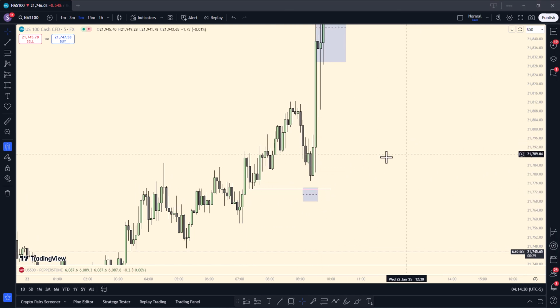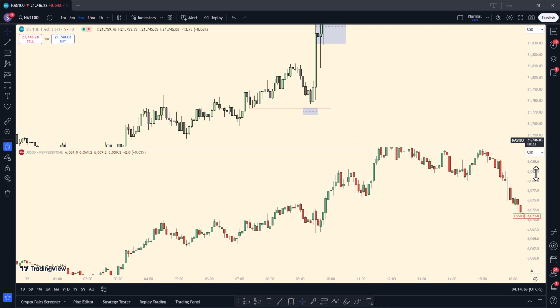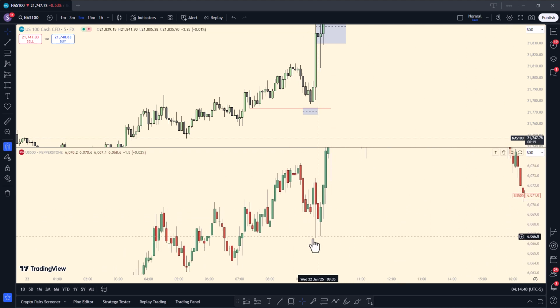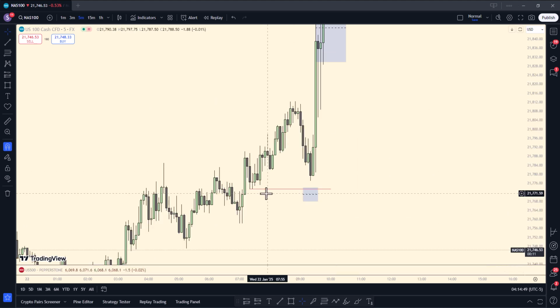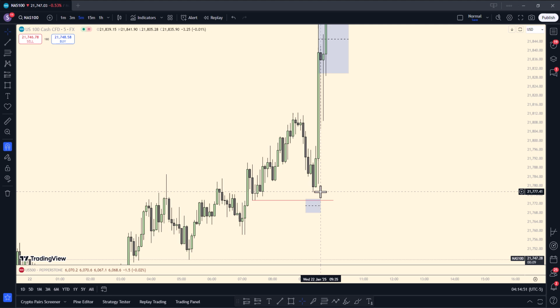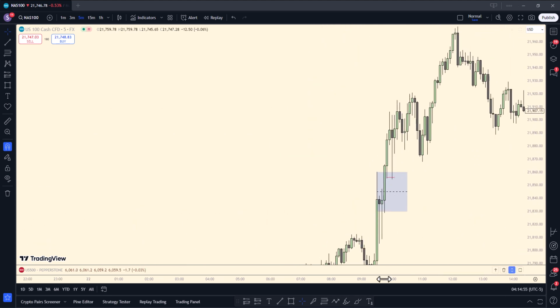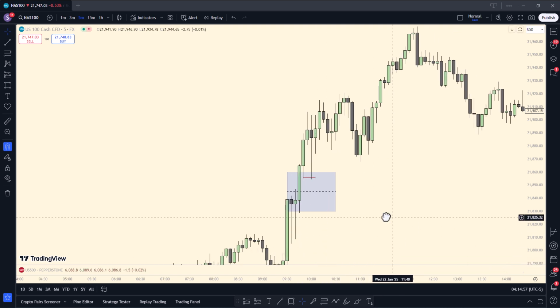It didn't happen, but I believe that it happened here, but let me see. Yeah, so exactly, this was an SMT. ES did take this low, right? Sometimes it happens on NQ, sometimes on ES, but it didn't happen on NQ, and you can see beautiful expansion to the upside. Now let's head to 10:30 or 10 a.m.